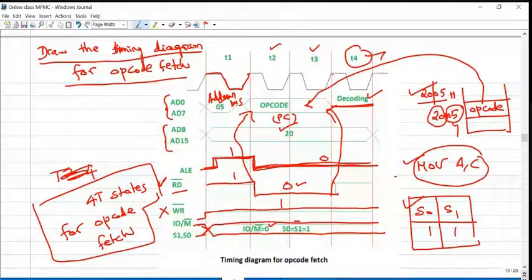Now this AD0 to AD7 can be used to carry the data. In general, we call this data. That is the purpose of ALE.